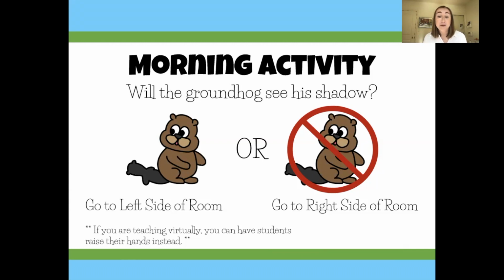And if you're teaching in person again, and your students believe that the groundhog will not see its shadow, you can have your students go to the right side of the room. So this is kind of like a this or that activity that you can try with your students. I think it's fun for them to sort of predict what's happening.